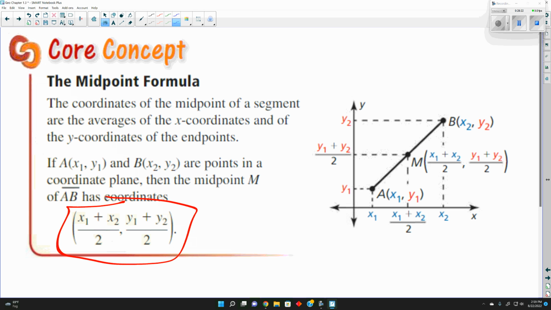This here is just the formula. So x1 plus x2, the 2 endpoints' x values added together and divided by 2, gives you the x value of the midpoint. So this is just plugging it in. All the stuff we've been doing so far has been on a line, just a straight line. We don't have 2 dimensions. Now we have 2 dimensions.